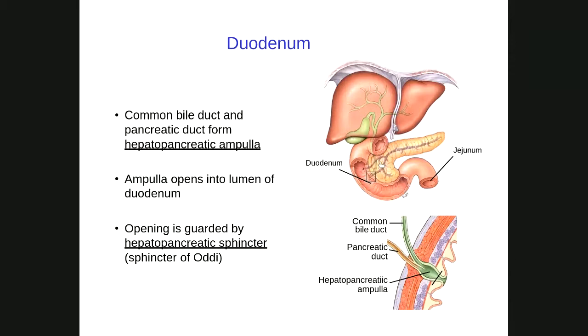So back to the duodenum, which is the first part of the small intestine. Here the common bile duct and the pancreatic duct, as I told you, will open up into the duodenum through the hepatopancreatic ampulla. The other name is the ampulla of Vater. That ampulla will open into the duodenum, and there is a sphincter. That sphincter is the hepatopancreatic sphincter or sphincter of Oddi. I know it by the names sphincter of Oddi and ampulla of Vater. So these are other names.